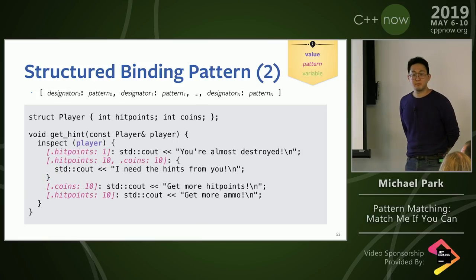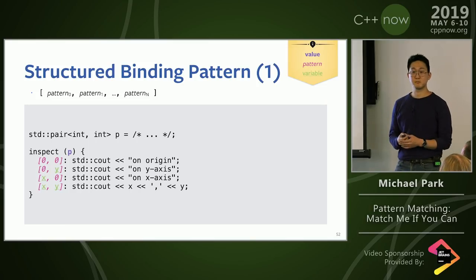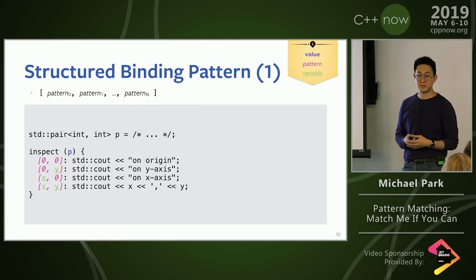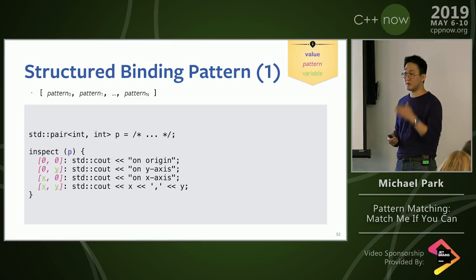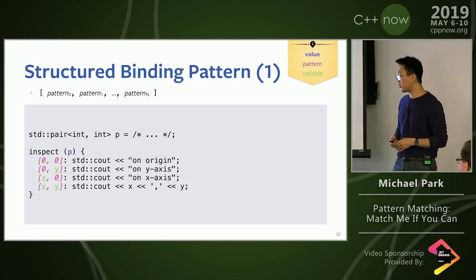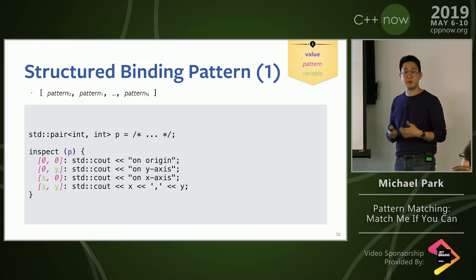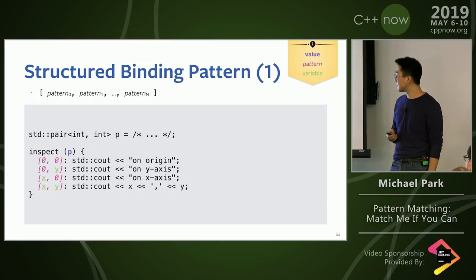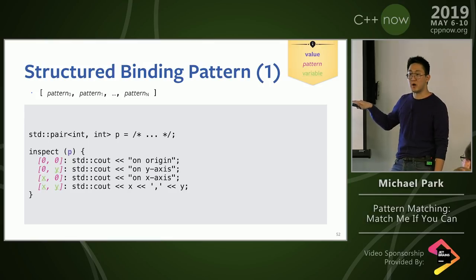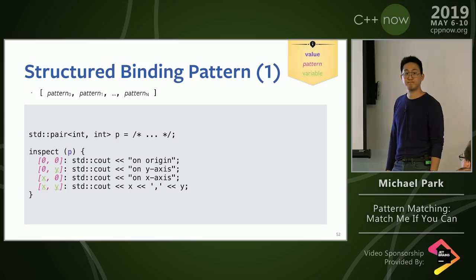OK, number two. Can multiple patterns be true? Yes. And the first one listed will be selected. So the question is whether matching happens in first-match order versus best match. Multiple patterns can match, and the first one will win. Because 0-0 matches all four of those, but it's the first one. So in this particular case, the fourth pattern of x, y would match any value, but because 0-0 comes first, that'll match first. OK?